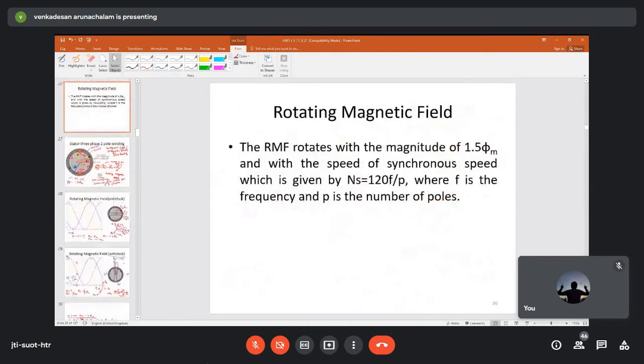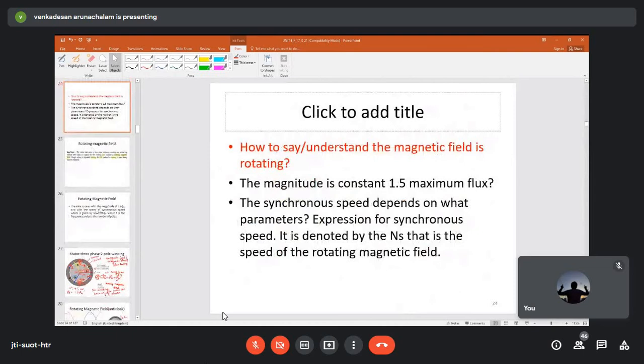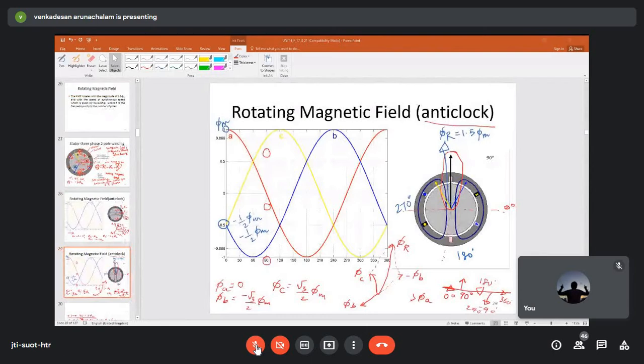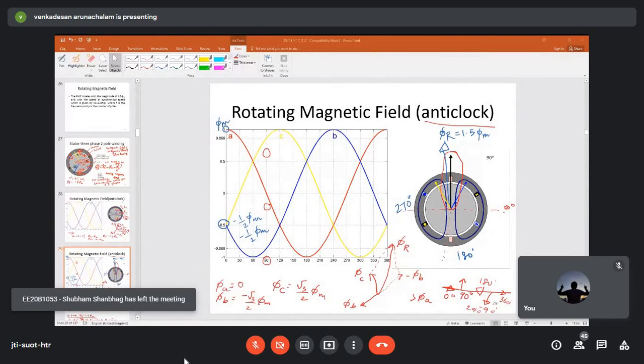So, have we got the answer for the first two questions? Yes or no? Yes. How to understand the magnetic field is rotating? We understood. The magnitude is constant. That also we understood, right? Whether you see this animation is visible to you, let me show the animation. My slides are moving. Are you able to see the animation?